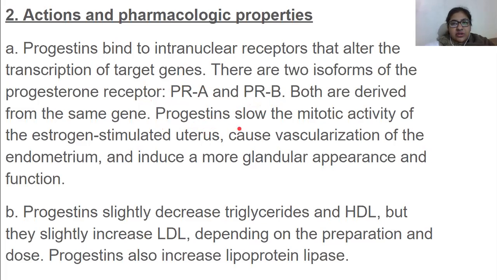Progestins slow the mitotic activity of the estrogen-stimulated uterus and cause vascularization of the endometrium. I'm sure you all remember the endometrium, the innermost layer, and they induce a more glandular appearance and function. Why is it doing so? Because this drug is preparing the uterus for the zygote to get implanted.